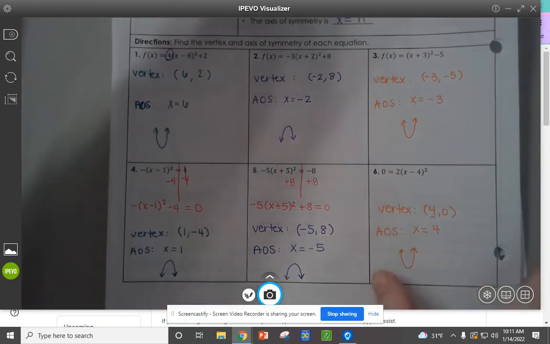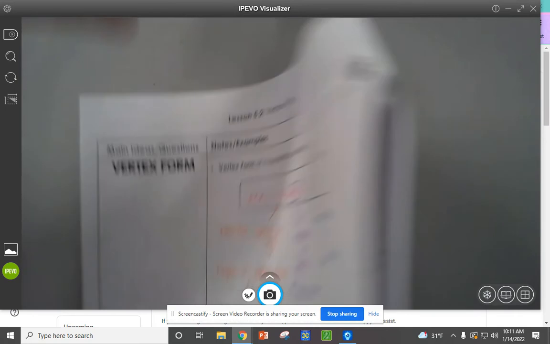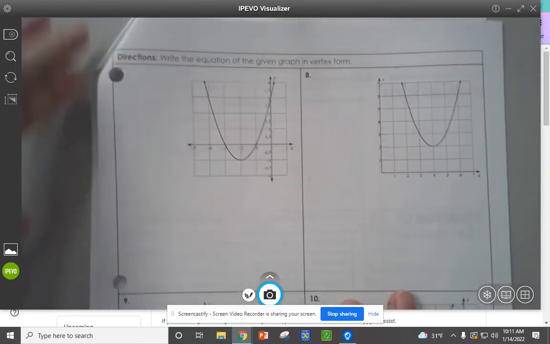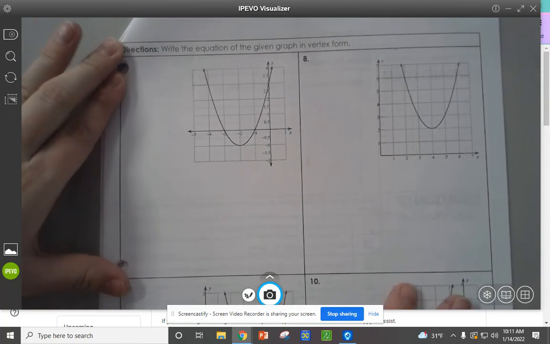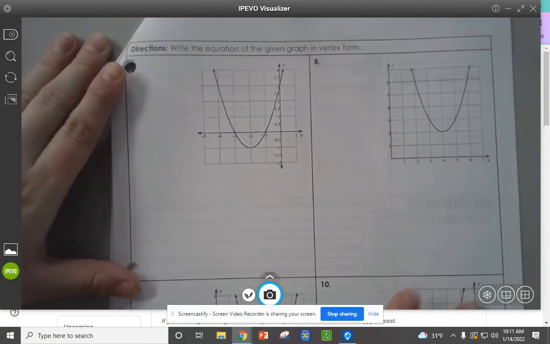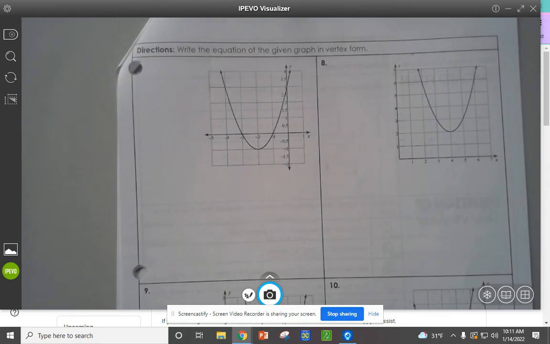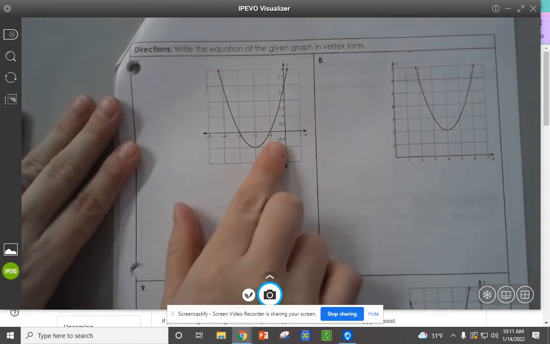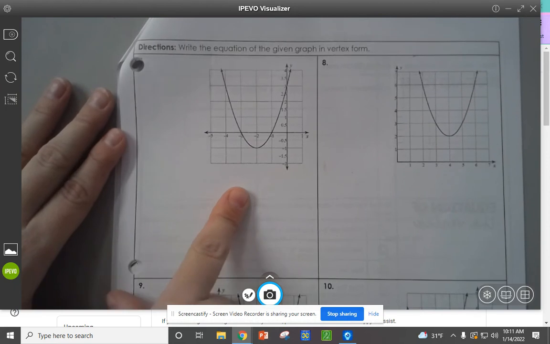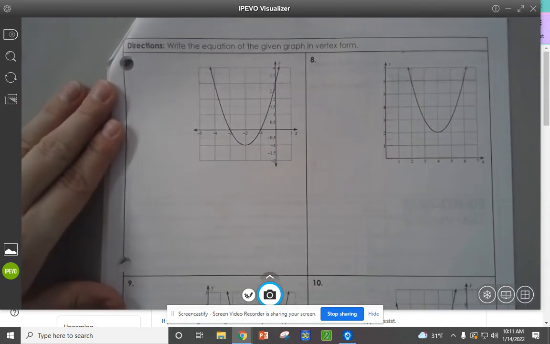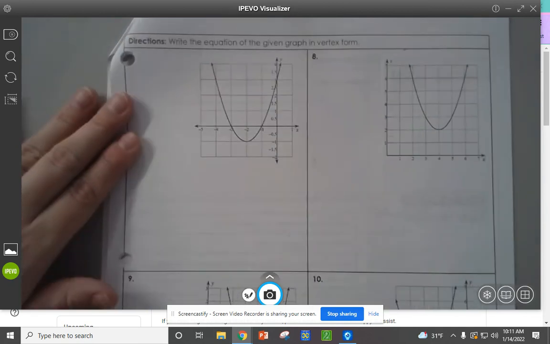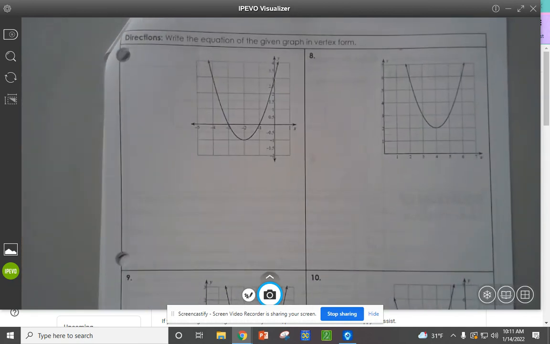Let's turn the page. These last 4 examples show a graph, and you are going to write the equation. Now, when I picked these graphs, I specifically picked graphs that don't have an a value, that number in the very front, because that's something that would be a lot harder for us to find. And so I wanted some that you really only have to look at the vertex.